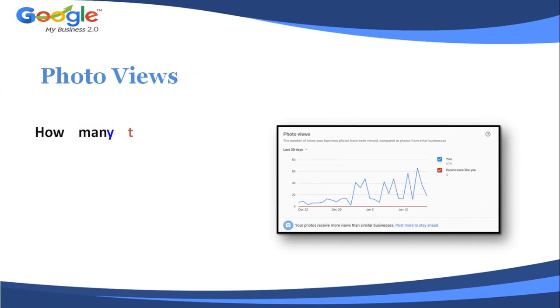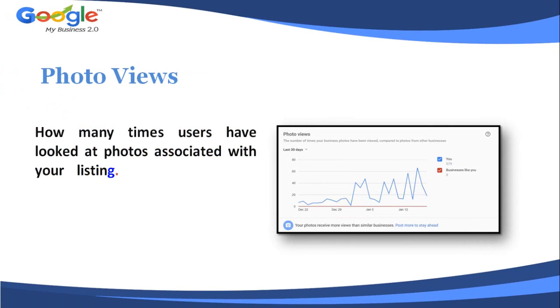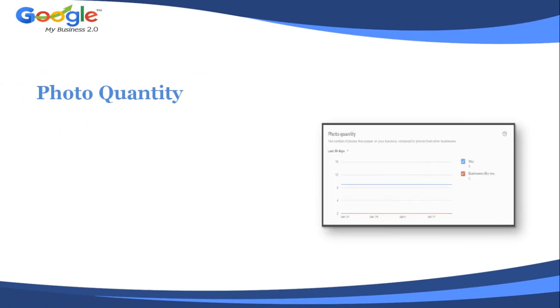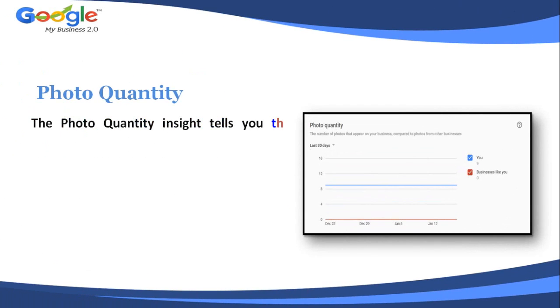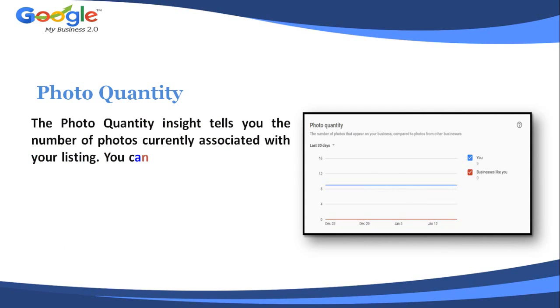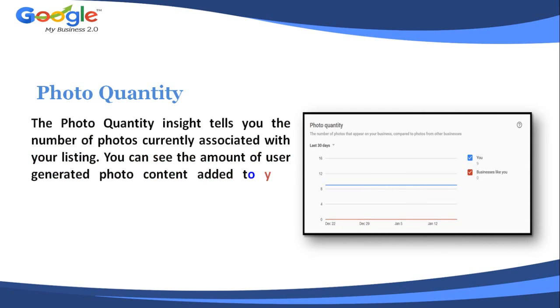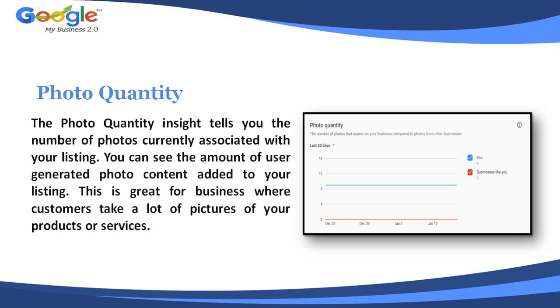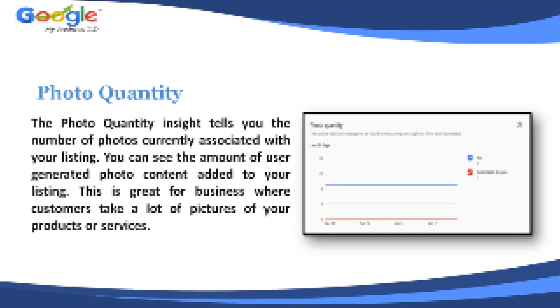Photo views: how many times users have looked at photos associated with your listing. This is a great indication that you have quality photos on your Google My Business listing. Photo quantity: the photo quantity insight tells you the number of photos currently associated with your listing. You can see the amount of user-generated photo content added to your listing. This is great for businesses where customers take a lot of pictures of your products or services.